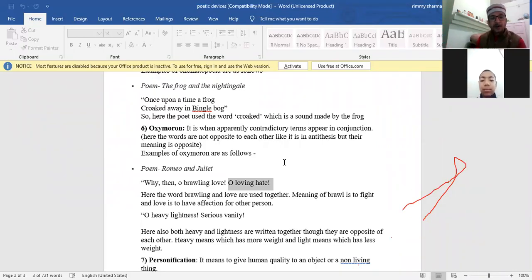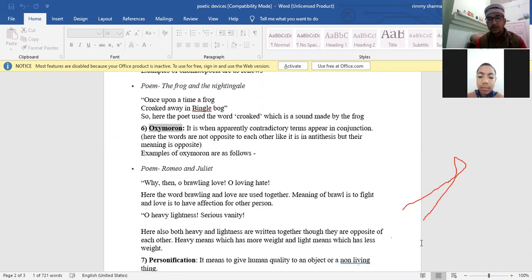Here the words growling and love are used together. How can love be growling? Growl is fight, love is the opposite. Both things together, the use of oxymoron. Oh, heavy lightness, serious vanity. Heavy and lightness, how both things come together which are quite opposite to each other. Hence, this is an oxymoron. Heavy means which has more weight, and light means which has less weight, and both are coming together. So, when you put two opposite things together, it is an oxymoron.